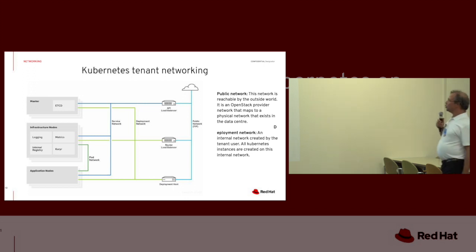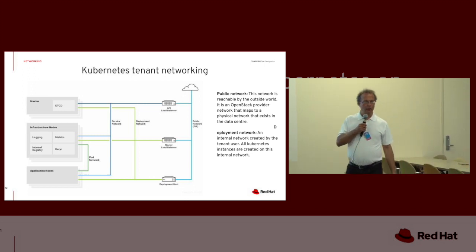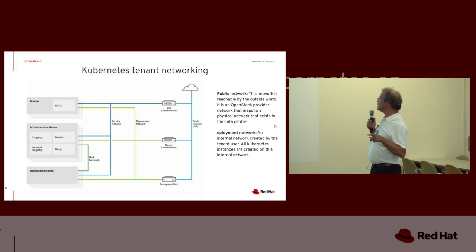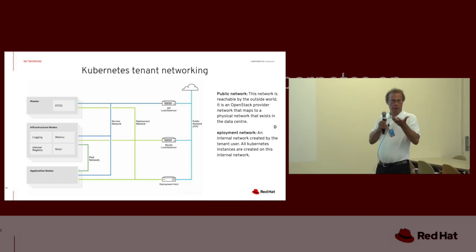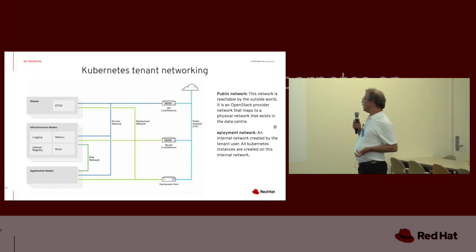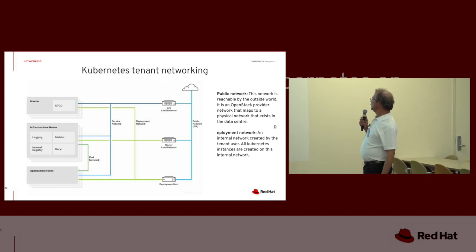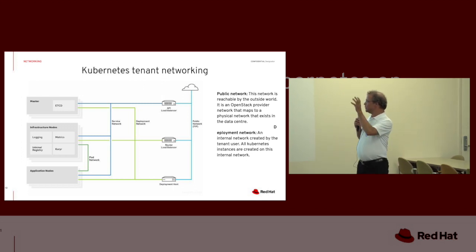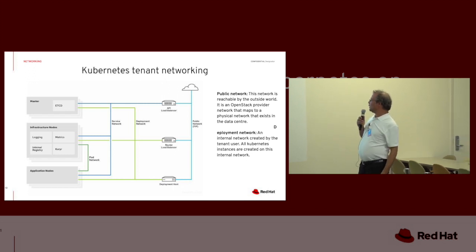Now we come to Kubernetes tenant networking, and there are 2 networks. One is a public network, which is kind of obvious. The other one is the deployment network, which is internal. That is the green one. So all instances live on the deployment network, and they go out on the public. You'll see something there called Kuryr, K-U-R-Y-R, and we're going to talk about that next.